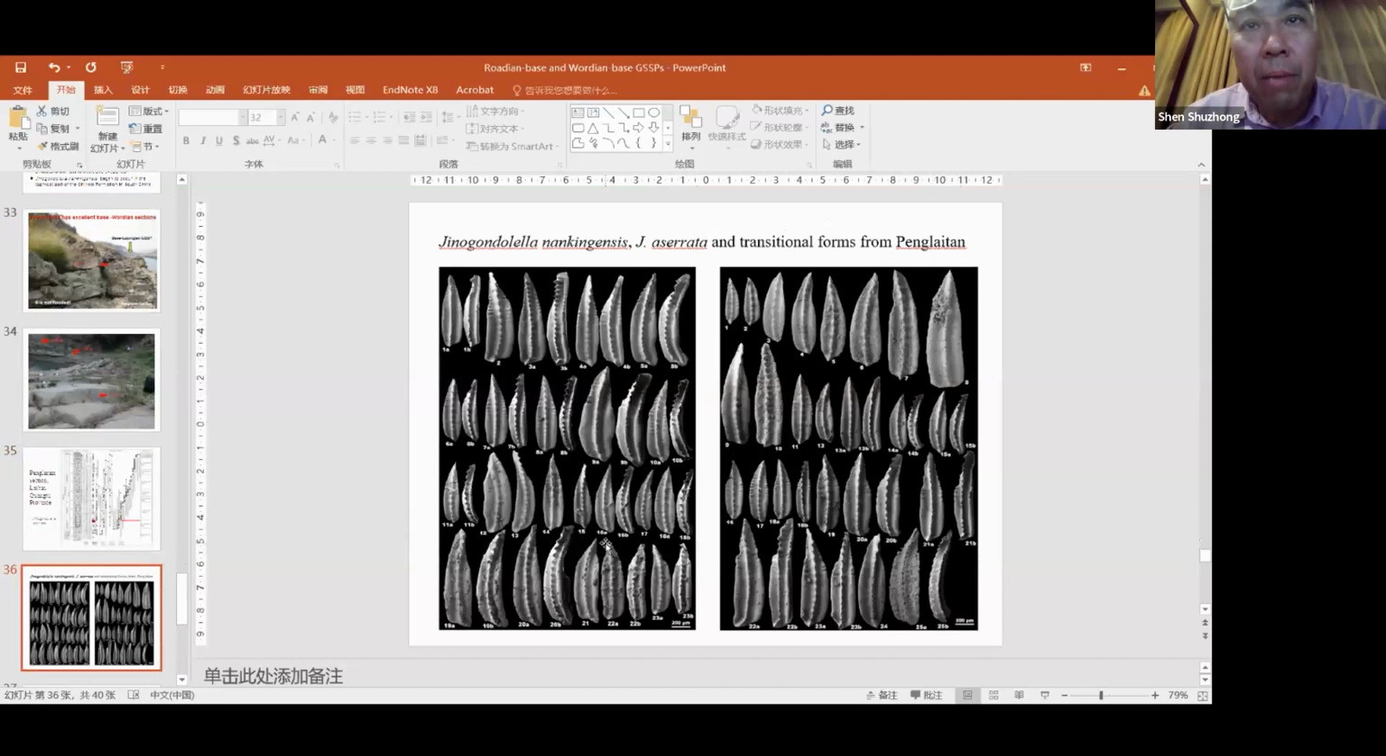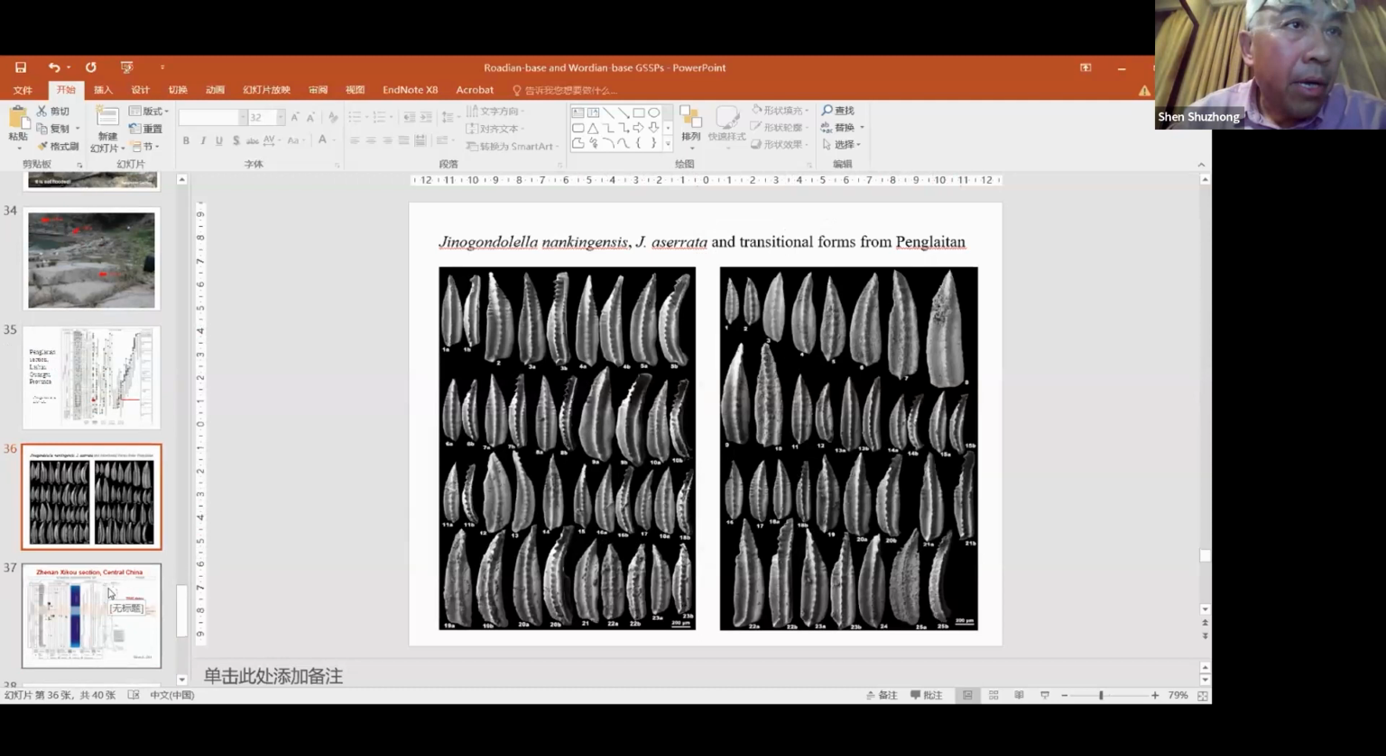And here is some of the conodonts of the Gymnogonella acellata, and then some transitional form of nankinensis and acellata or something.